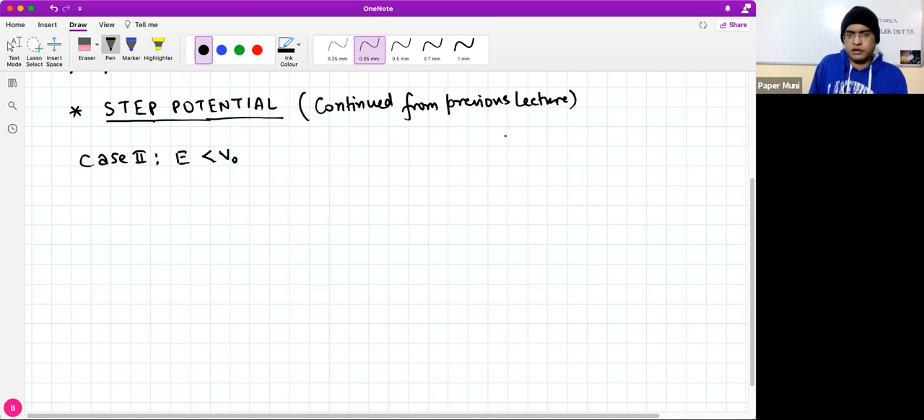All right, so let's draw the diagram and see how it looks. This is the V axis and this is the X axis.